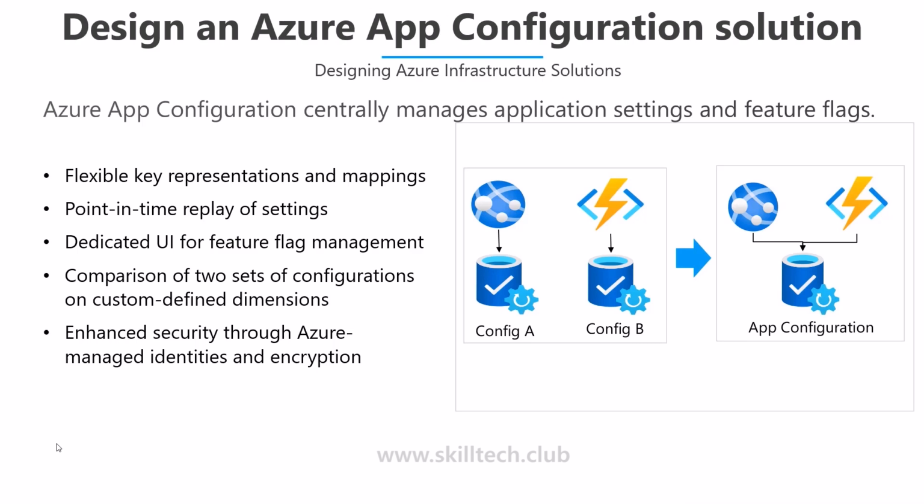Like you can see in the diagram, you can have one application configuration for an app service and another one for the Azure function. And you can have these two different configs combined into your app configuration, where you can simply configure this based on the key-value pairs, based on the UI or flag management, which configuration is going to be read and processed. You can compare the two sets of configuration on custom-defined dimensions, and then you can also enhance security through Azure Managed Identities and encryption. All this can be integrated with your app configuration. You can also integrate this with your existing Azure services like Azure Key Vault.